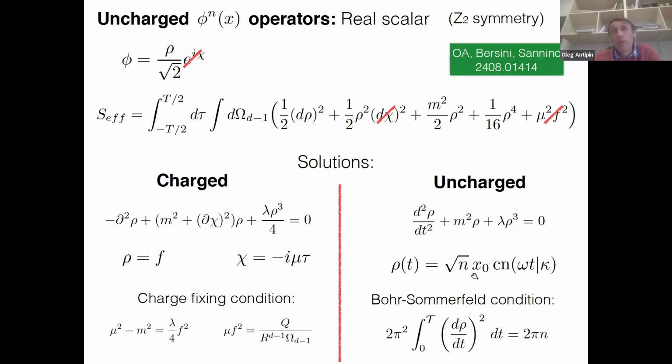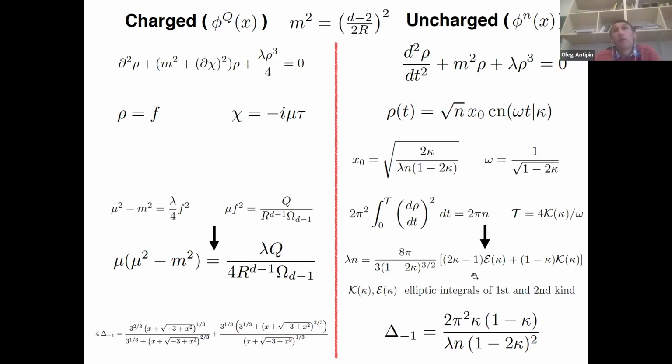With these conditions, you can proceed again, just like before: take the solution, plug it back into the action, and obtain the delta -1 and delta 0 terms. Let me show you by comparison with the charge case, to guide your eye. This is my solution now compared to the superfluid. These are the parameters of the solution, x0, omega. The charge fixing condition is replaced with the Bohr-Sommerfeld condition. This is the period, tau. Kappa is just these elliptic integrals of the first and second kind. You solve this equation, you get this.